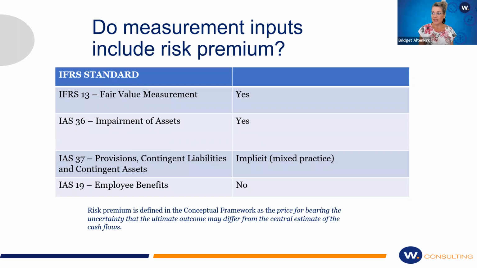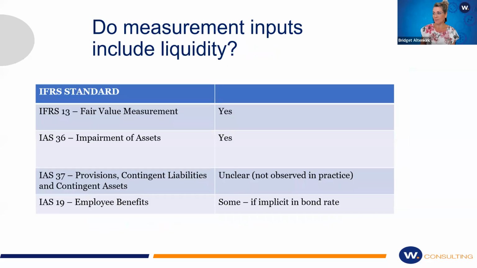Should the discount rates take into account a risk premium? In other words, make certain adjustments for risks specific to a particular asset or liability. Both IFRS 13 for fair value and IAS 36 for impairments state that a risk premium should be taken into account. IAS 37 looking at provisions didn't say so, but in practice we see that preparers do that. And IAS 19 for employee benefits does not take into account any risk premium adjustments on a liability.